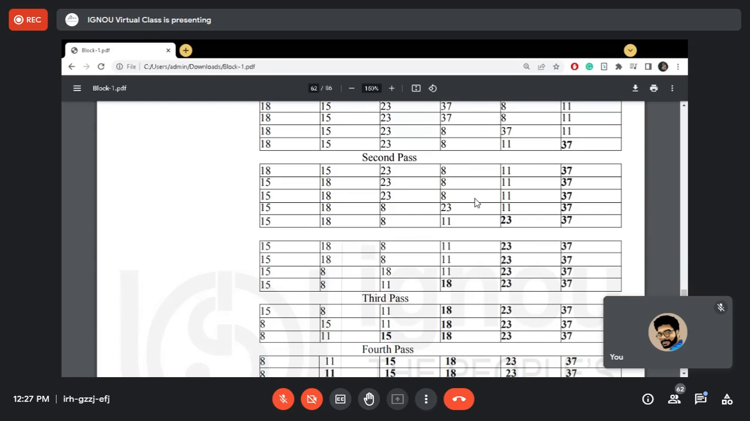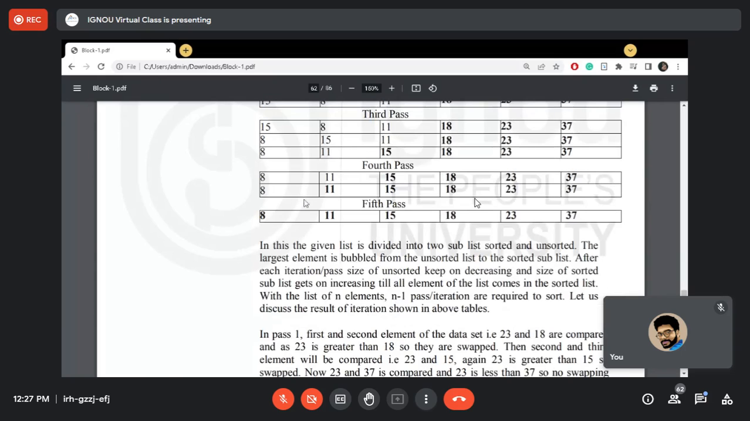Right? So in this given list, divided into two sublists, sorted and unsorted, the largest element bubbles from the unsorted list to the sorted sublist. If you have n elements, you will get n minus 1 passes to sort your data.